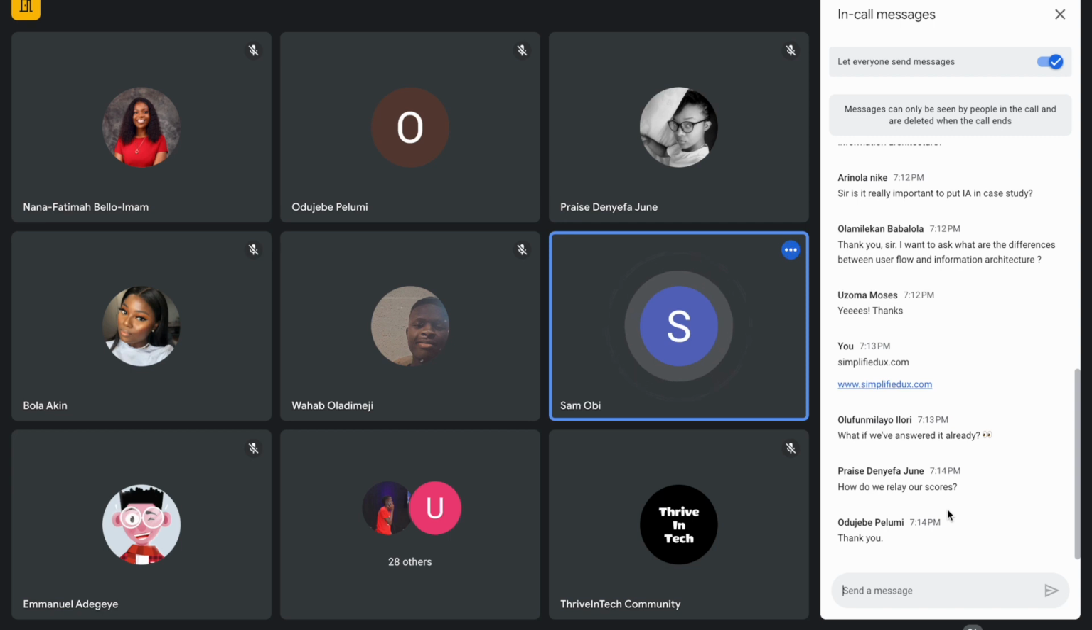That is information architecture. Displaying information such that the most important things come first, just how you expect and anticipate your visitors to see them. That is the difference between user flow and information architecture. I hope I'm able to answer your question.